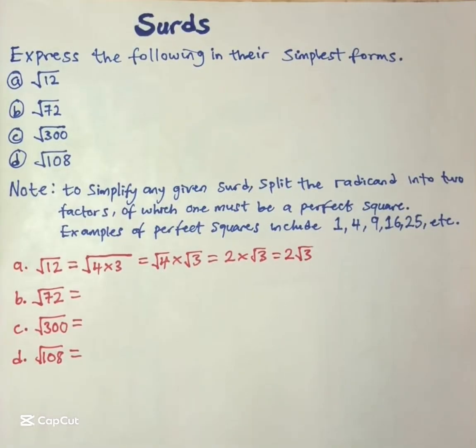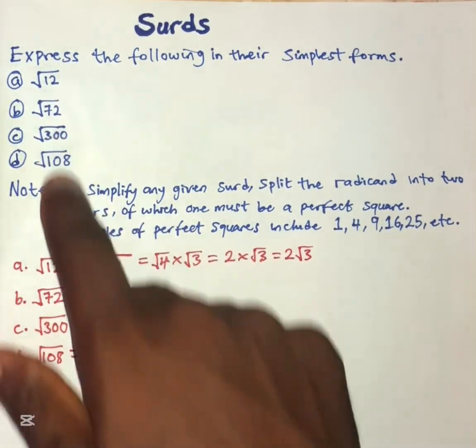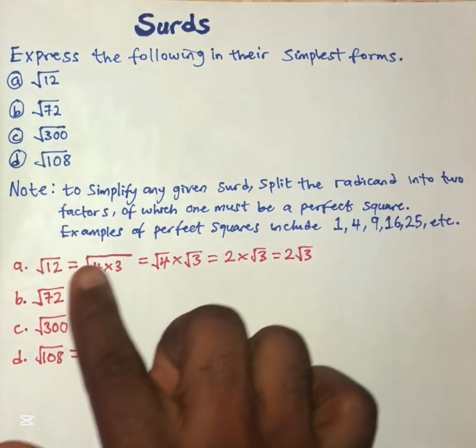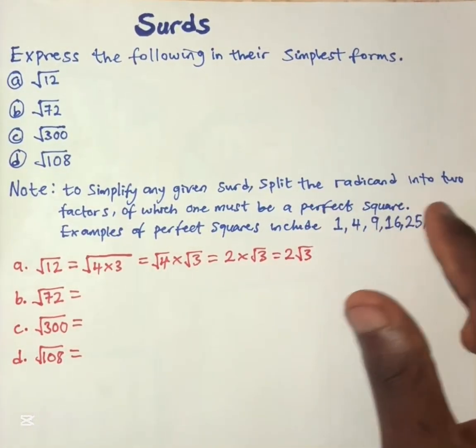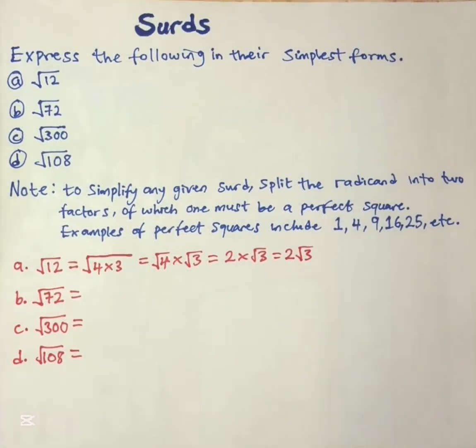Good day viewers, in this video I'll be showing you how to simplify any given surd, and we'll be using the following examples. Here is something to take note of when trying to simplify any given surd. To simplify any given surd, split the radical into two factors of which one must be a perfect square.